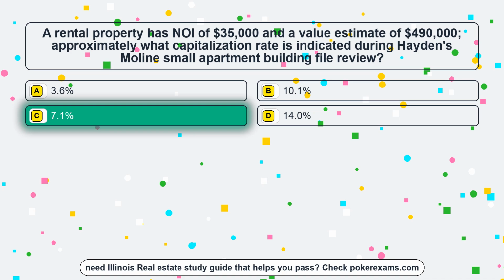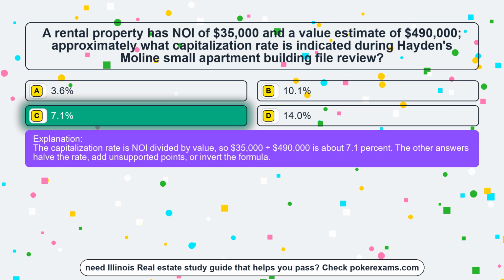The correct answer is option C, 7.1%. The capitalization rate is NOI divided by value, so $35,000 divided by $490,000 is about 7.1%. The other answers halve the rate, add unsupported points, or invert the formula.